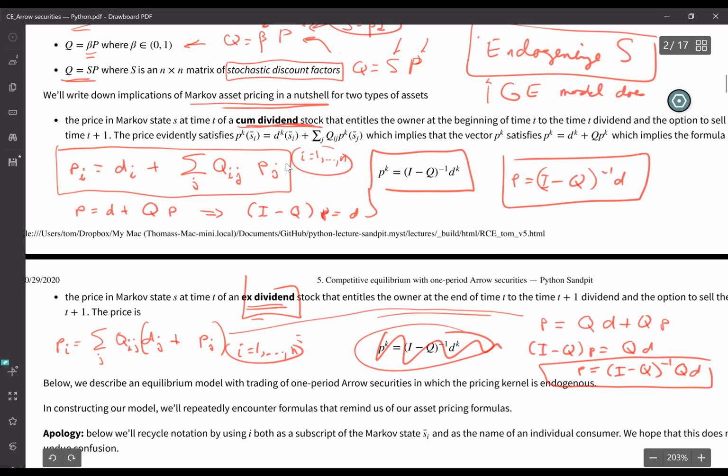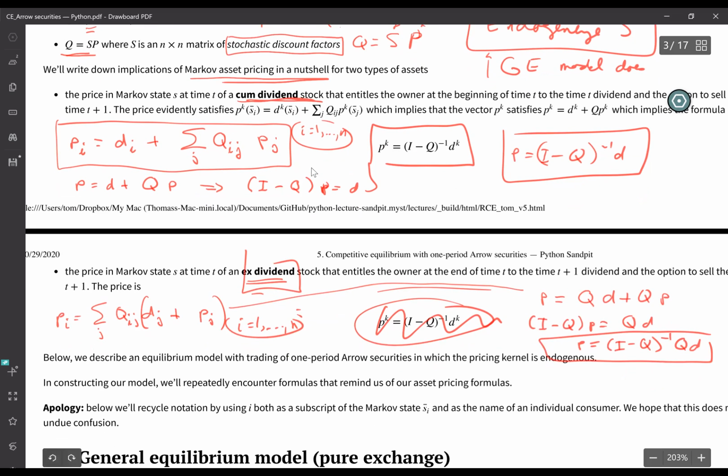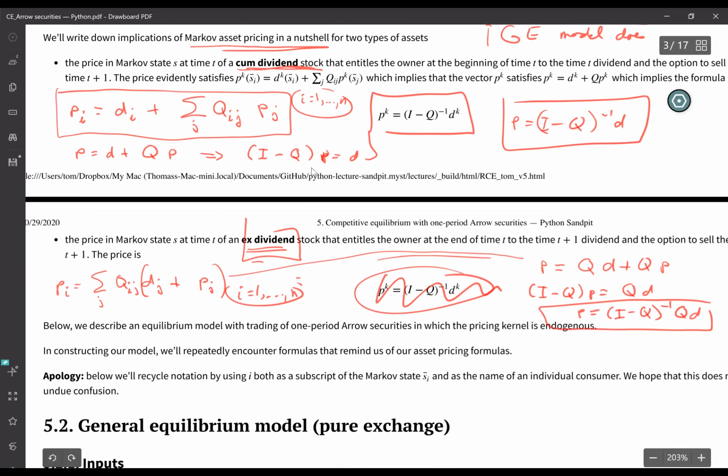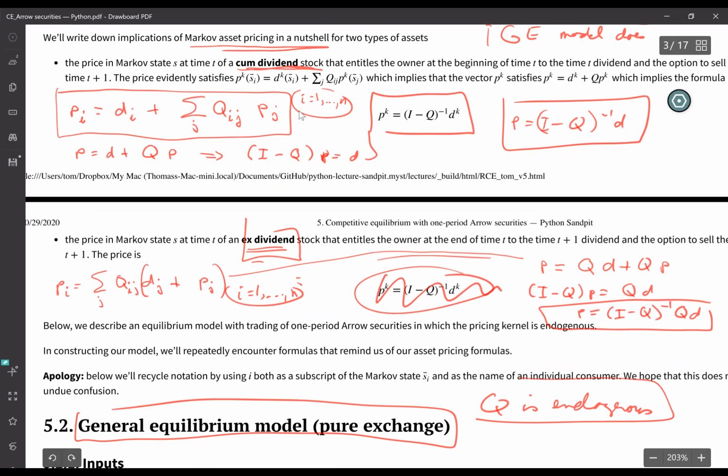Now what we're going to do next is apply this machinery. The way to think of it is, let's build a general equilibrium model in which Q is endogenous. What forces determine Q? That's where we're going to go.